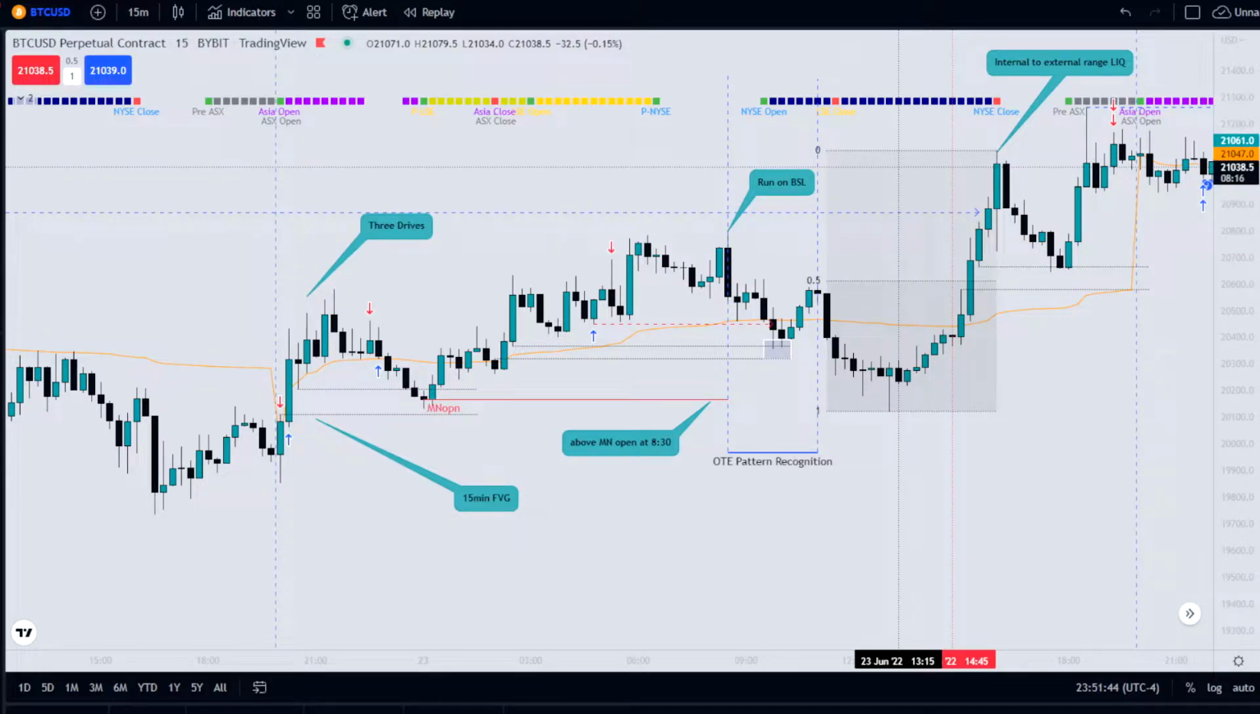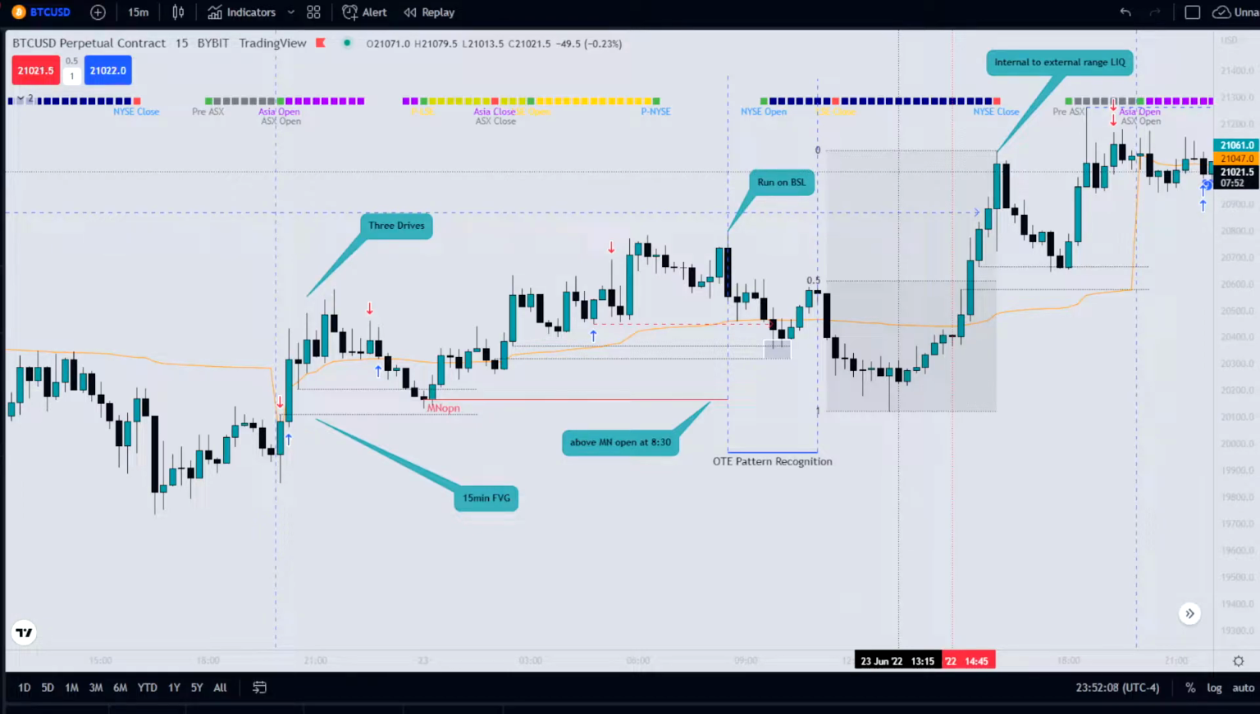So on the matter of fair value gaps, I want to remind everyone that it is very important to first mark out those fair value gaps found on higher timeframes. Of particular interest to me are those found on the 1 hour and the 15 minutes. These take precedence over all other fair value gaps found on lower timeframes.